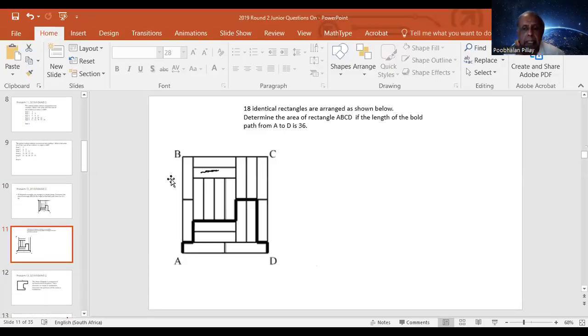Okay, so let's have a look at this. What we have here is, we don't know what each piece is. If you look carefully, you will see that the first part is the breadth of the rectangle. We don't know what that is. So let x be equal to the breadth of the small rectangle.